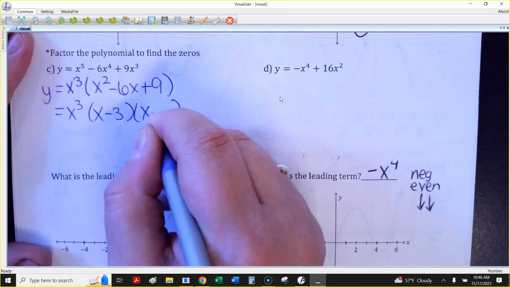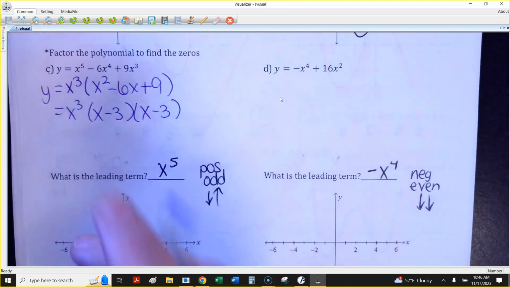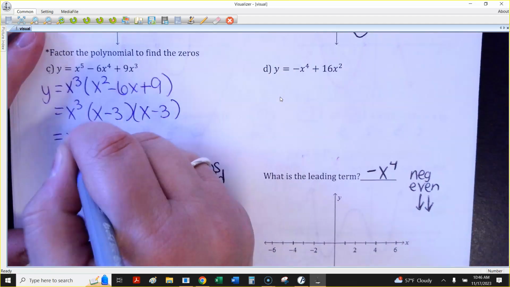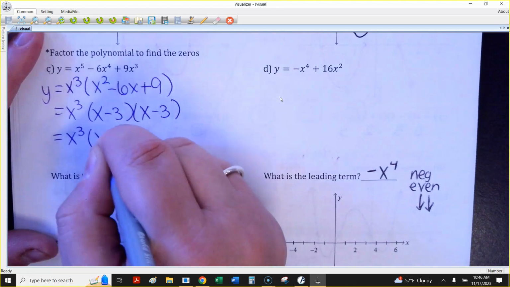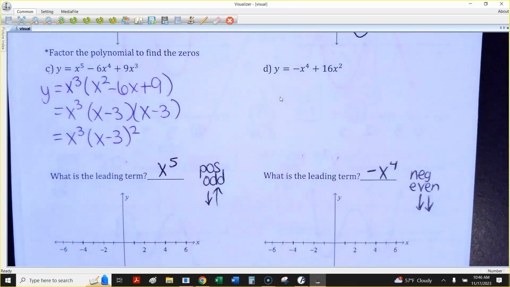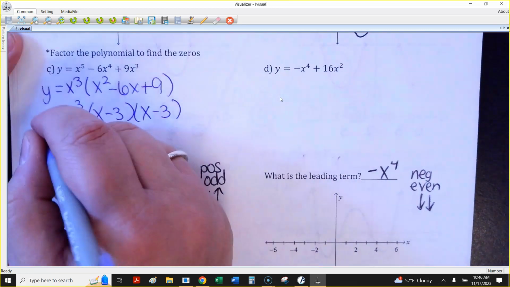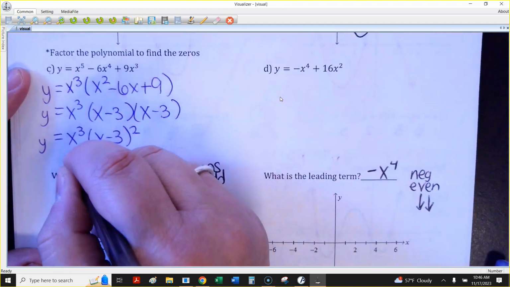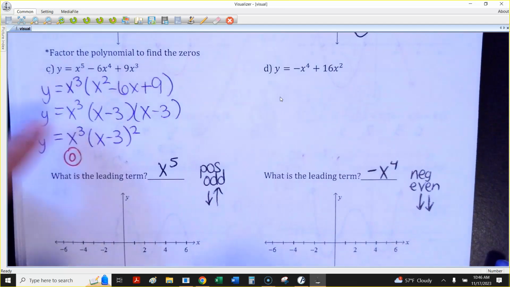Now, it would be both. I'm going to write out this step. If you want to skip that, you can. There would be two of them, though. X minus 3, X minus 3. I'm going to squish those together. X minus 3 squared, that gives me an even multiplicity on that. Now, my zeros, I'm just going to have 0 here. The multiplicity on that, though, is 3.